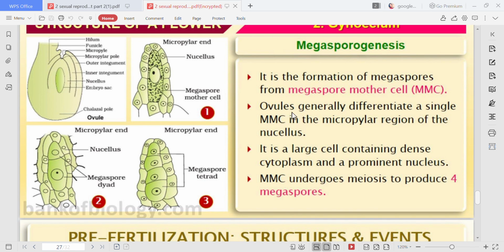You see, this is the megaspore mother cell, and it will first form a megaspore dyad. Why dyad? Because meiosis 1 has taken place. When meiosis 1 is complete, we get 2 cells, a dyad, and they will also be haploid. Then after meiosis 2 is over, we get 4 cells, that is the megaspore tetrad, and all of them will be haploid. I hope this is clear to all of you.